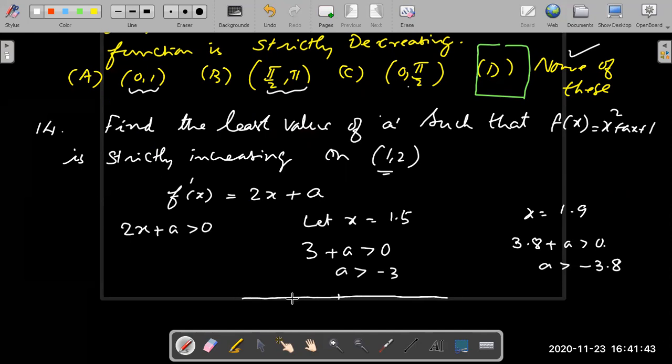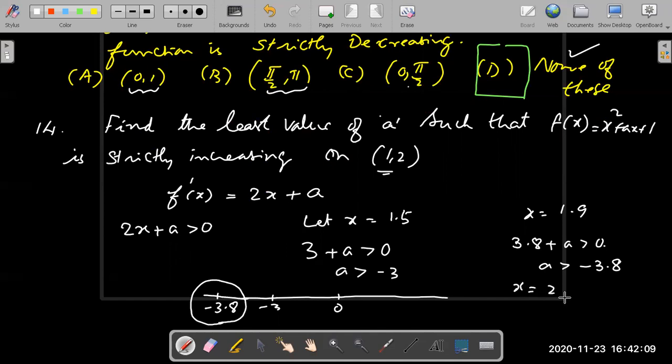So you have now two values, one is minus 3 and the other one is minus 3.8 on the number line. So which is the least value? So least value is this. This is greater than this. Therefore, it should be minus 3.8, or better, you can actually substitute x equal to 2.